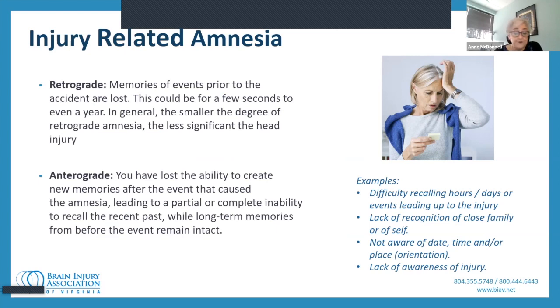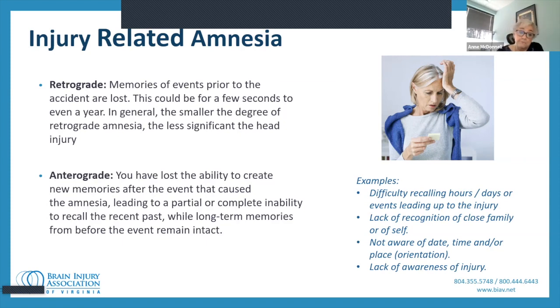One of the other memory problems that folks with brain injuries can have is retrograde or anterograde amnesia. Periods of time are lost before and after the accident because information is not being attended to or encoded properly. Retrograde amnesia is loss of memory of events prior to the accident. This can be forgetting a few seconds, it can be forgetting a day, it can be forgetting a year. What we know is that the shorter the period of retrograde amnesia, the less significant the brain injury is. So if you can remember everything up to about 3 minutes ago, that's better than somebody who can't remember anything from 3 days ago.